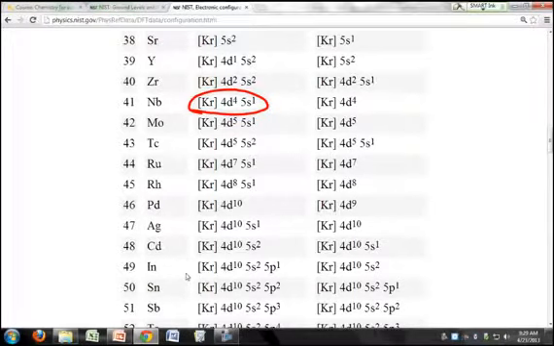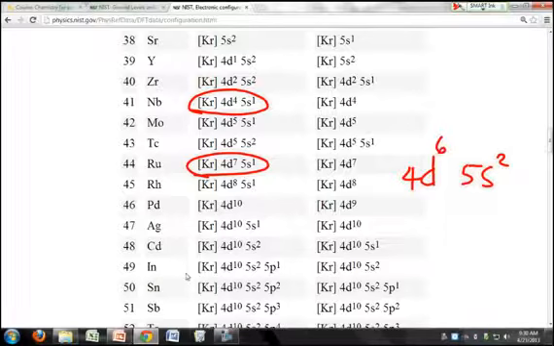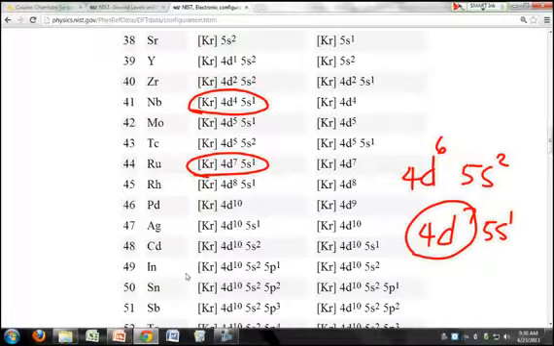Another exception you'll find is right here, ruthenium, 4d7, 5s1. Again, instead of 5s2 4d6, shifting from the 5s to the 4d doesn't necessarily give you a half-filled subshell in a D subshell. So you're going from a fully filled subshell in the 5s to half-filled, but you're not gaining a half-filled subshell there. And RH, what is RH?